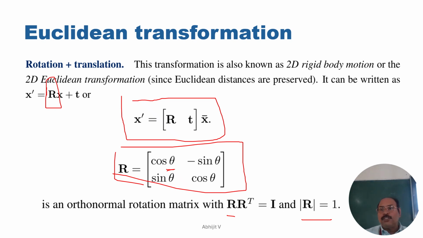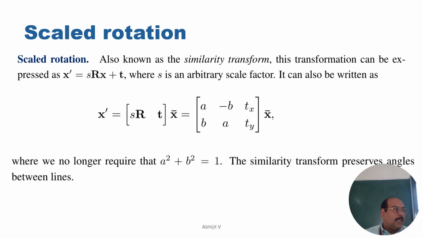Shall we proceed to the next type of transformation? The next type of transformation is called scaled rotation. In the first diagram I showed you how these transformations are happening, right? Do you remember that image? It's also known as similarity transform.